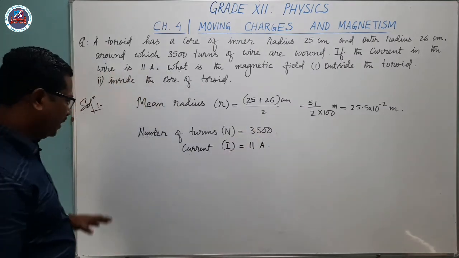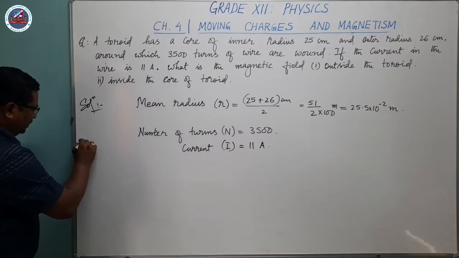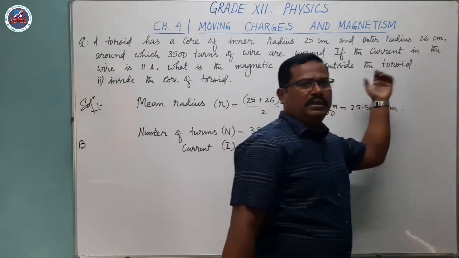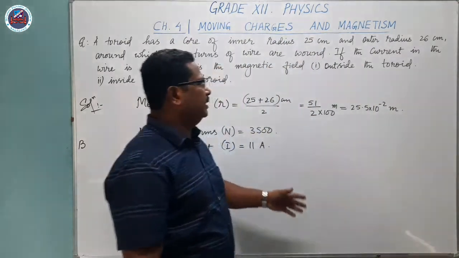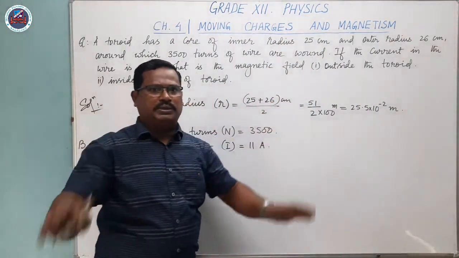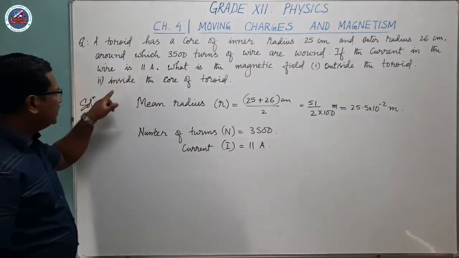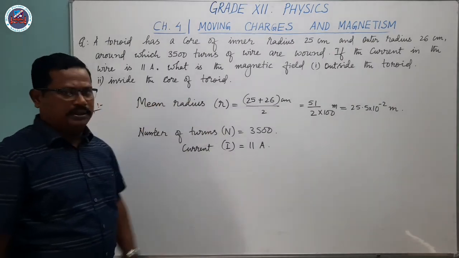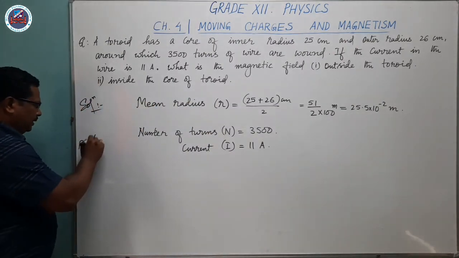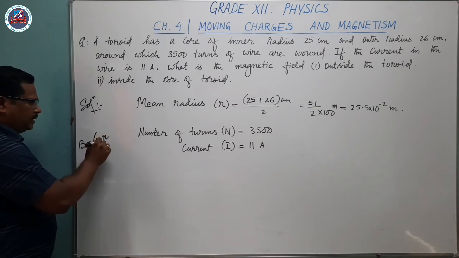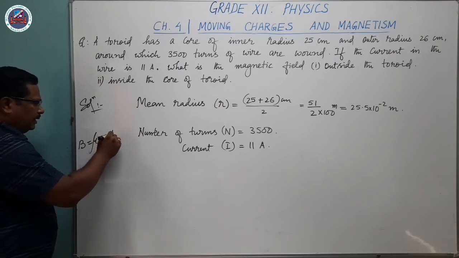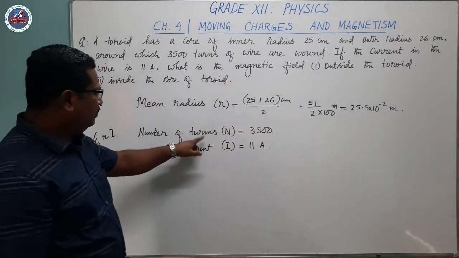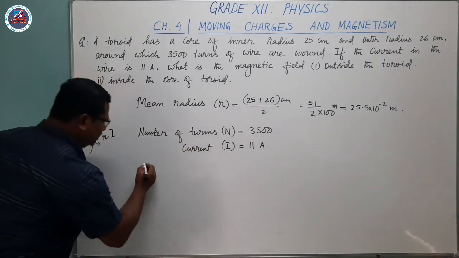But we know that when you find the magnetic field outside the toroid, it is 0. The first answer is 0 directly, because there is no field outside the toroid. But for the second one, we are doing all this calculation inside the core of the toroid. Then your formula is mu naught n I. Small n is the number of turns per unit length. So this you have to find out. That's why they have given you the number of turns.